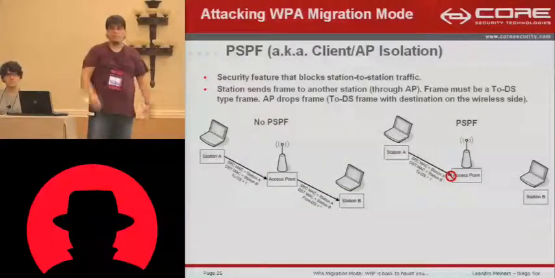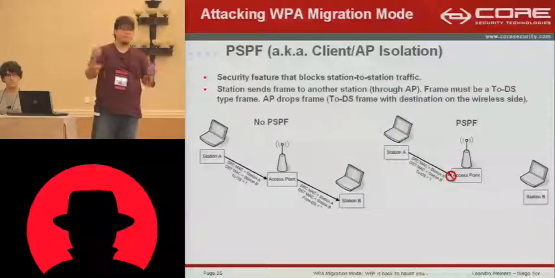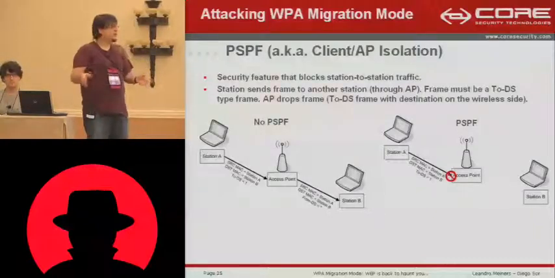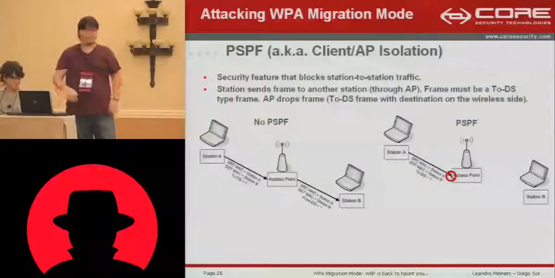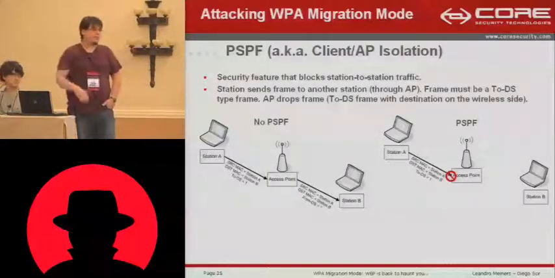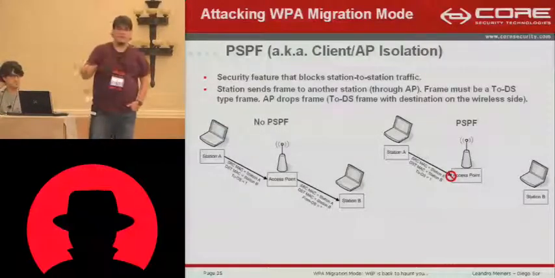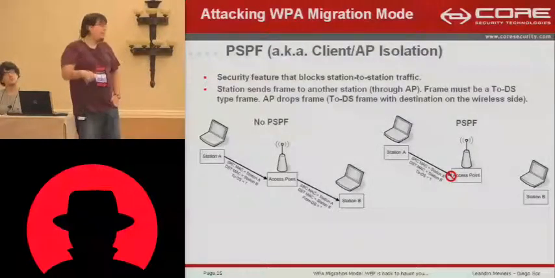In the second case, when you try to send a frame from one station to the other, the AP drops that frame and says, this cannot be used. This feature was introduced by Cisco mainly to be used in hotspots, so that all the broadcast NetBIOS and all that stuff that everybody would be shooting around is dropped.